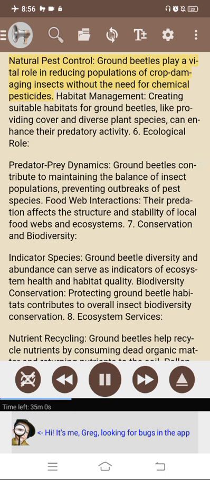Natural pest control. Ground beetles play a vital role in reducing populations of crop-damaging insects without the need for chemical pesticides. Habitat management. Creating suitable habitats for ground beetles, like providing cover in diverse plant species, can enhance their predatory activity.